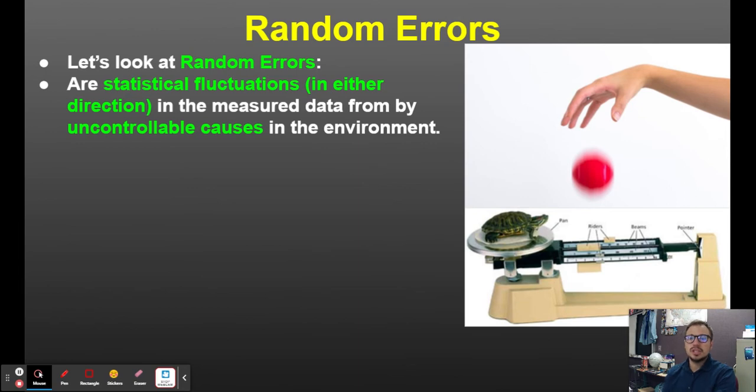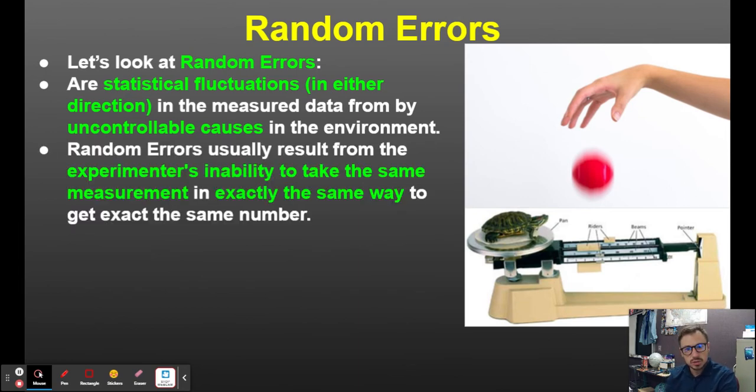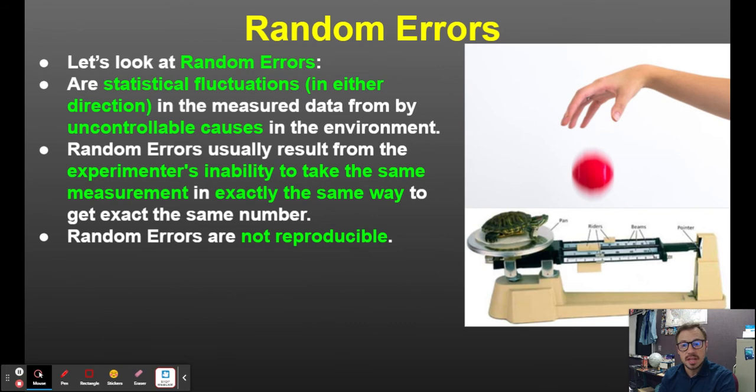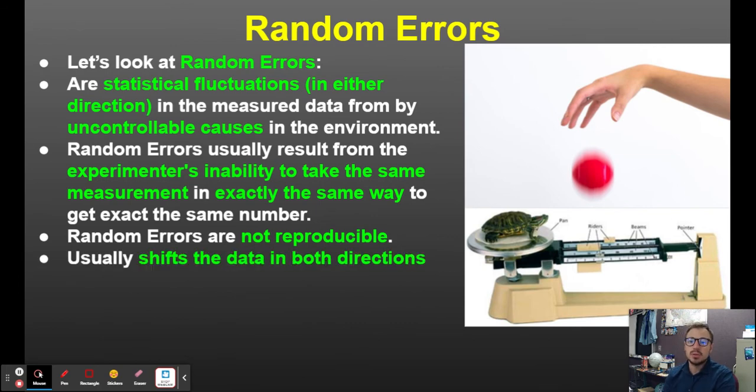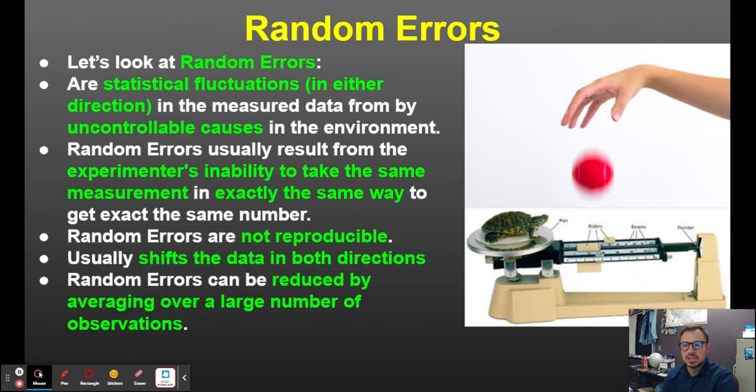Now, random errors are statistical fluctuations in either direction in the measured data from uncontrollable causes. It's the experimenter's inability to take the same measurement in exactly the same way to get the same number. They are not reproducible. They usually shift the data in both directions. They can be reduced by averaging over a large number of observations. That leads to poor precision.